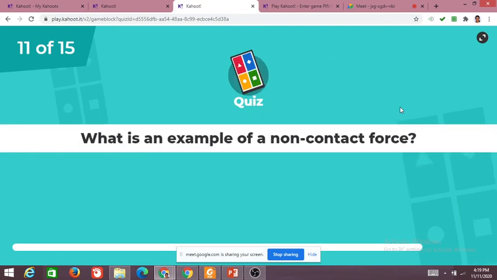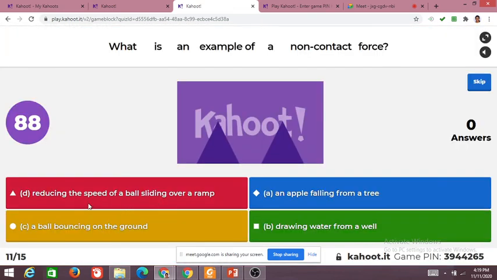What is an example of a non-contact force? Red, reducing the speed of a ball sliding over a ramp. Blue, an apple falling from a tree. Yellow, a ball bouncing on the ground. Green, drawing water from a well. What is an example of a non-contact force? Reducing the speed of a ball sliding over a ramp, an apple falling from a tree, a ball bouncing on the ground, and drawing water from the well.